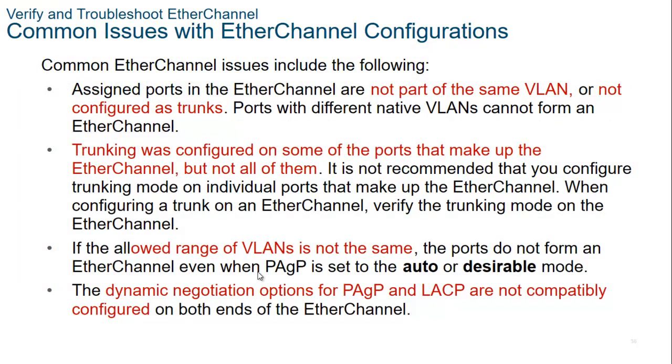Common EtherChannel issues include: assigned ports in the EtherChannel are not part of the same VLAN, or they are not configured as trunks. Trunking was configured on some ports that make up the EtherChannel, but not all of them. The allowed range of VLANs is not the same. Or the dynamic negotiation options PAgP and LACP are not compatibly configured on both ends of the EtherChannel.